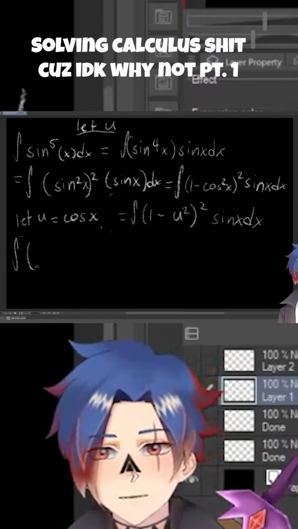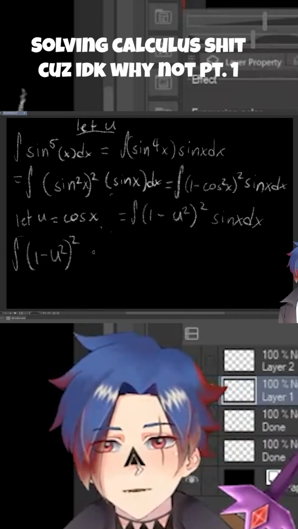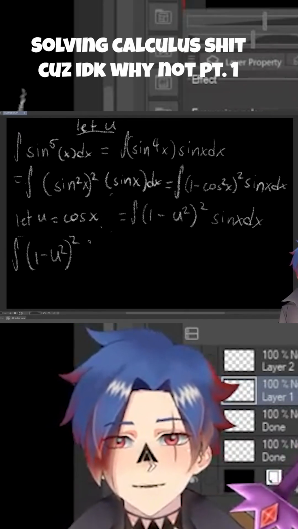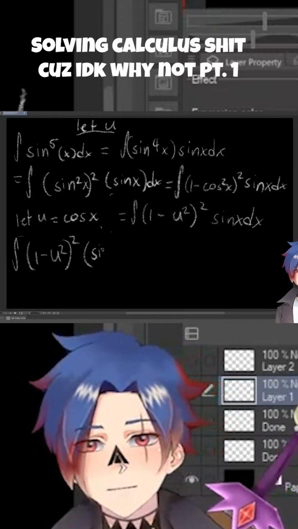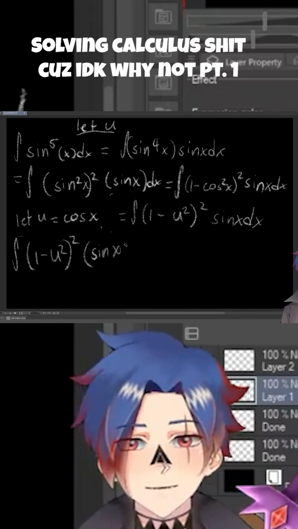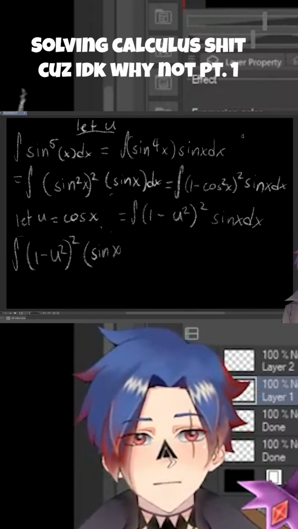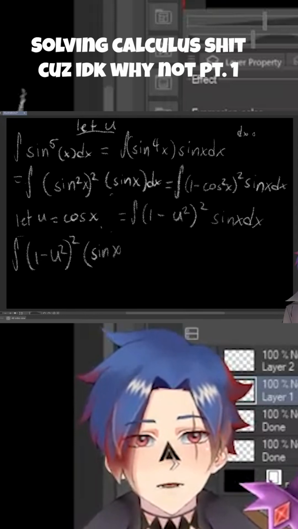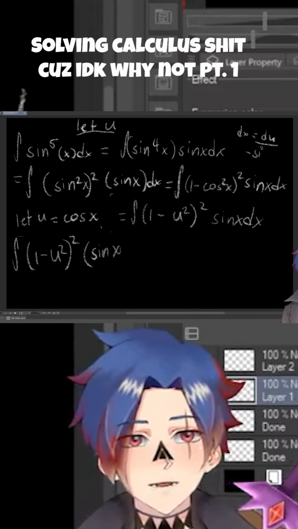So it's gonna be 1 minus u squared, squared, under the square root. Then we have this sine x dx, so it's gonna be sine x. And remember, dx has already become du over negative sine x.